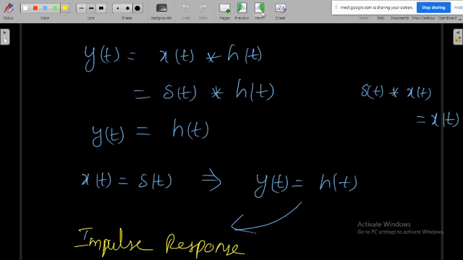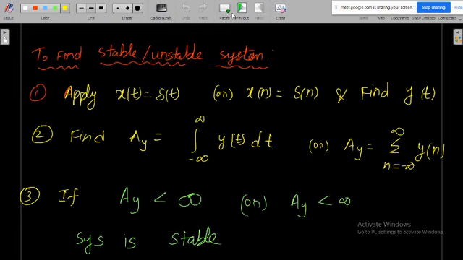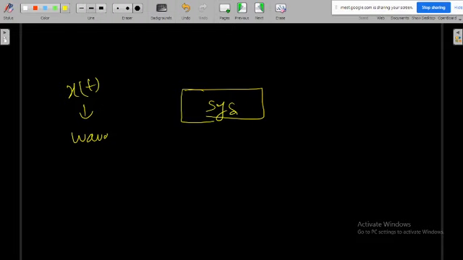Okay, so then what is the concept of bounded? You are having input. Again, please remember, whenever you have a system, you are providing some input x of t, and this input you think of like some waveform. All the inputs are like some waveform.